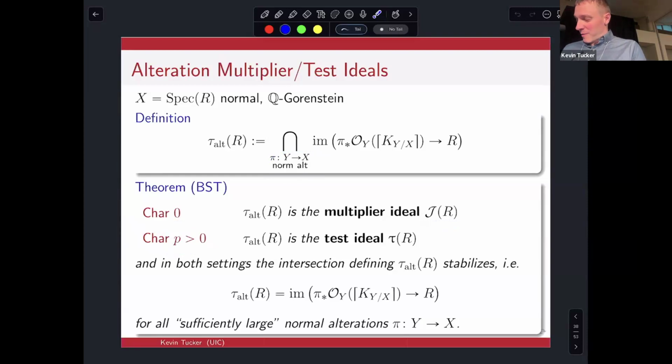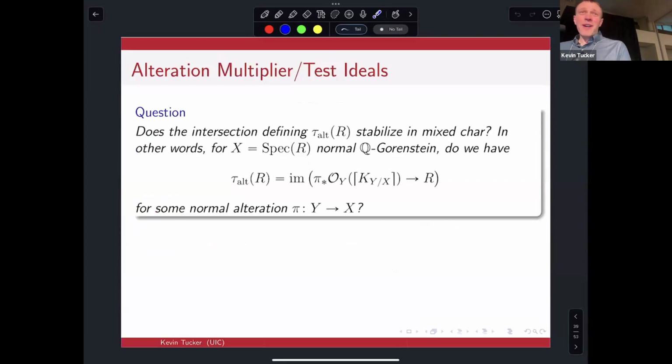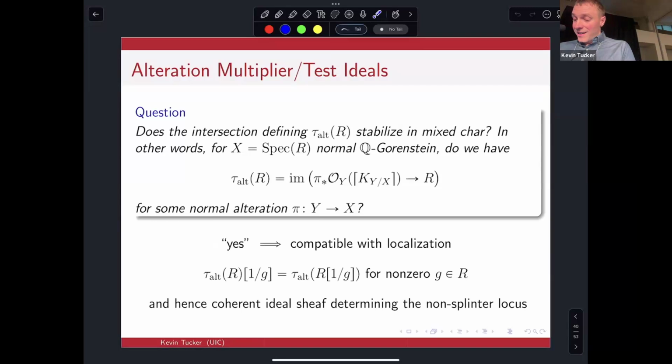So before thinking too much about this in mixed characteristic, you want to ask, does the same thing happen? Does tau alt stabilize? Does it really give me the image of this trace map for some normal alteration? It's a particularly important question, tied very closely with localization. It's only by having such a stabilization that I know I can get localization statements, because localization is not going to commute with that infinite intersection. And once I have that, I get a coherent ideal sheaf, which will determine the non-splinter locus or something like that. So I really hope the stabilization holds, but we don't know it at this stage.